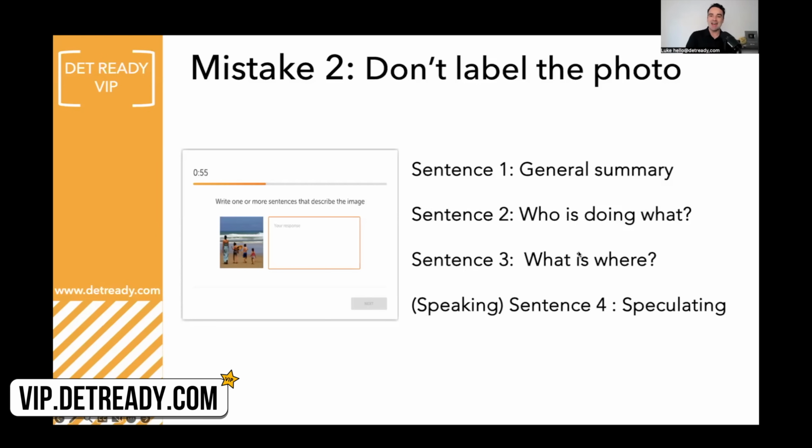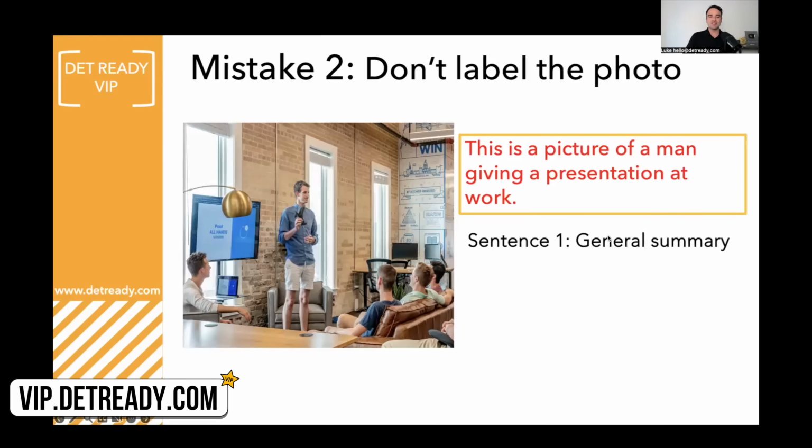So let's see it in action. A general summary: this is a picture of a man giving a presentation at work. That's good. A general summary or general statement just outlines, basically, simply, what is happening in this photo. You do not need to go into details yet.